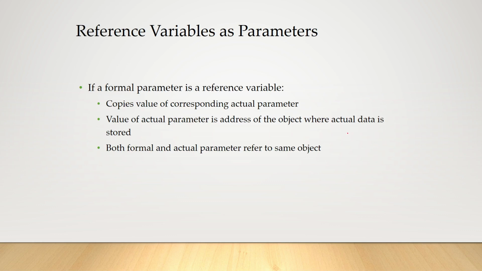If your formal parameter is a reference variable, it will copy the value of the corresponding actual parameter. And the value of the actual parameter is the address, not the exact data. Okay, the address of the object where the actual data is stored, meaning the address of where the object is stored in the main memory. And both formal and actual parameter refer to the same object. It must match also if you are passing the actual parameter as an object. Therefore, the receiving formal parameter must be a reference type also.